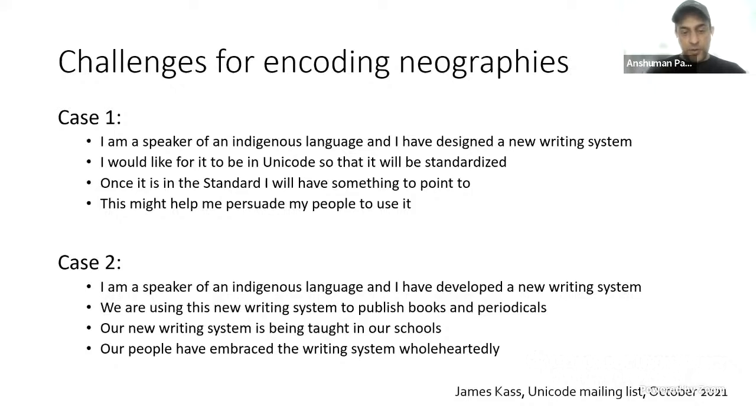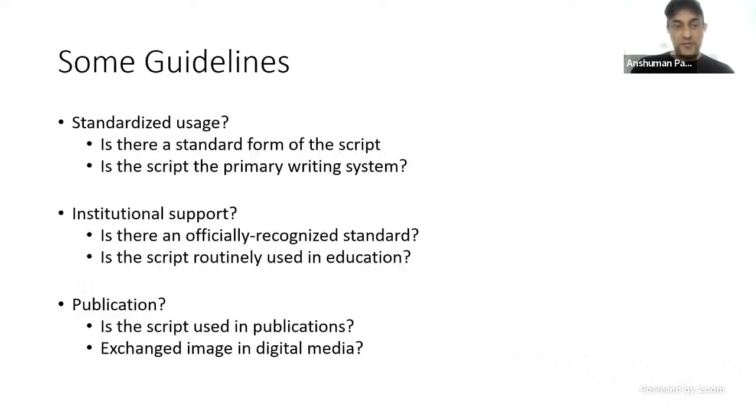Case 2 is more of an organic situation, where an individual has designed a writing system and has convinced the community to adopt it, to learn it, and use it to the point where they're publishing books and periodicals in the script. And it has been adopted for use in education, where a new generation of speakers of that language and members of that community are learning the new writing system. The writing system has been embraced by the community. And so there's a lot of possibility for it to also be adopted by Unicode.